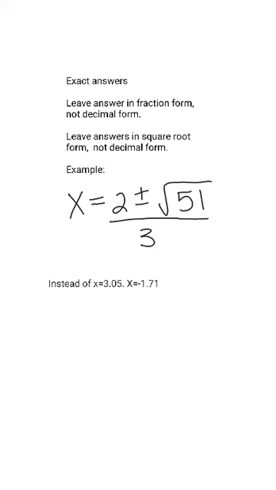So for example, this 2 plus square root of 51 divided by 3 does not break down. 51's a prime number. It doesn't factor down. There's nothing you can bring out of it. This square root does not break down. Okay, so I would want you to leave your answers like this instead of putting it in the calculator and getting these decimal answers, and I'll show you how to do that.